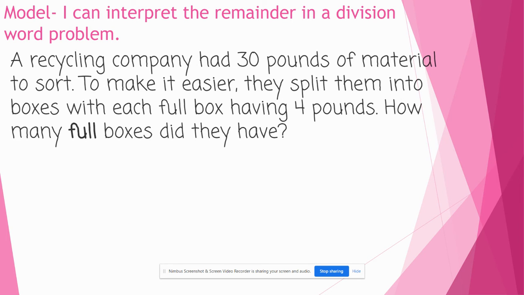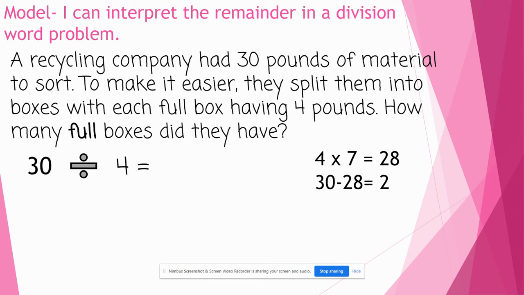Do another one. A recycling company has 30 pounds of material to sort. To make it easier, they split them into boxes with each full box having 4 pounds. How many full boxes did they have? So we have 30 pounds of material and they have boxes that have 4 pounds. We're going to be splitting 30 divided by 4. And I know 4 times 7 will get me close to 30 without going over, and it will give me 28. And I'll have a remainder of 2.